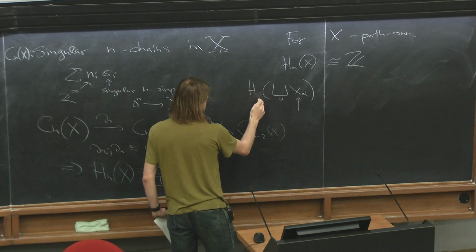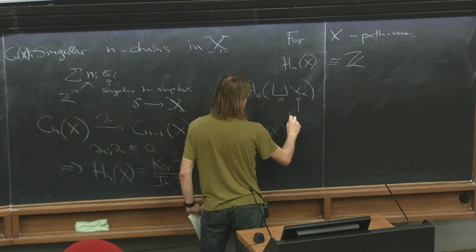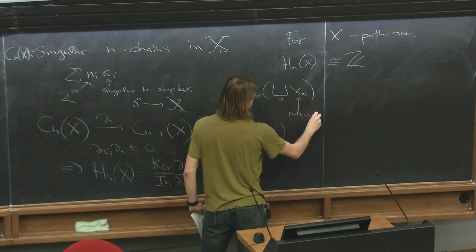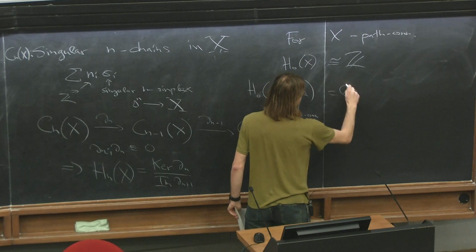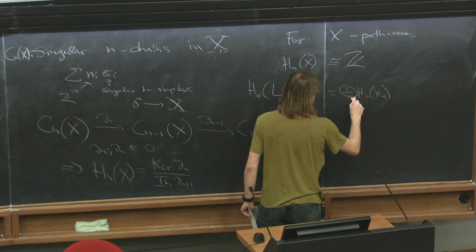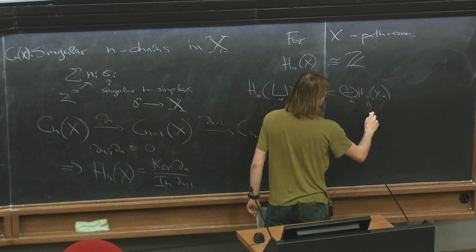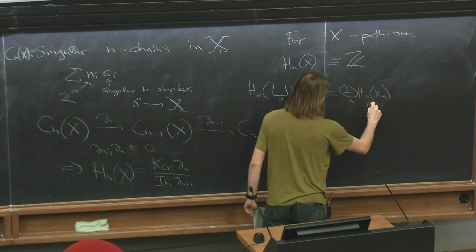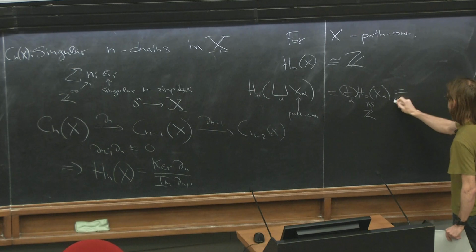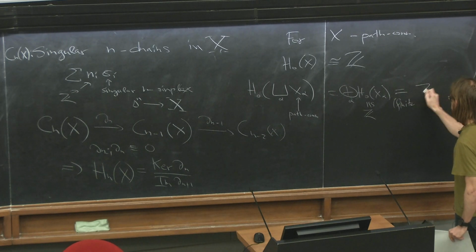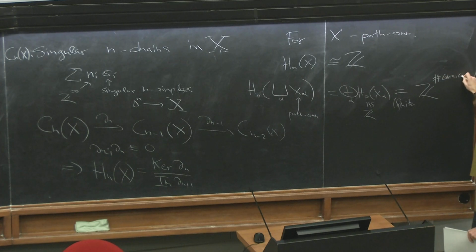So in particular, if we calculate H0 of a disjoint union of path connected components X alpha, this will be a sum of the H0s for each of them, and each of them is isomorphic to Z. So if this sum is finite, you just get Z to the power of the number of connected components.